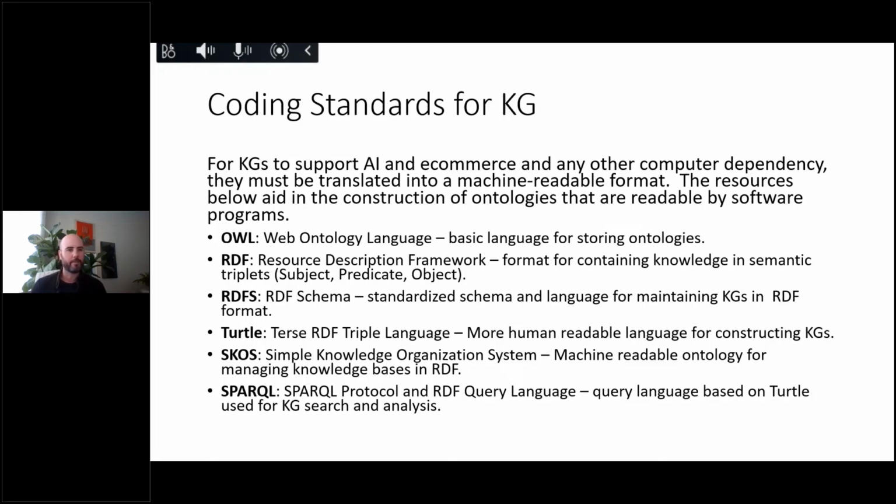They kind of chopped and screwed those words to make the acronym more memorable. But that's the basic language which a lot of ontologies are stored in for web consumption. RDF, which we talked about briefly, the Resource Description Framework, that's a format which contains those semantic triples or triplets of the subject, predicate, and the object.